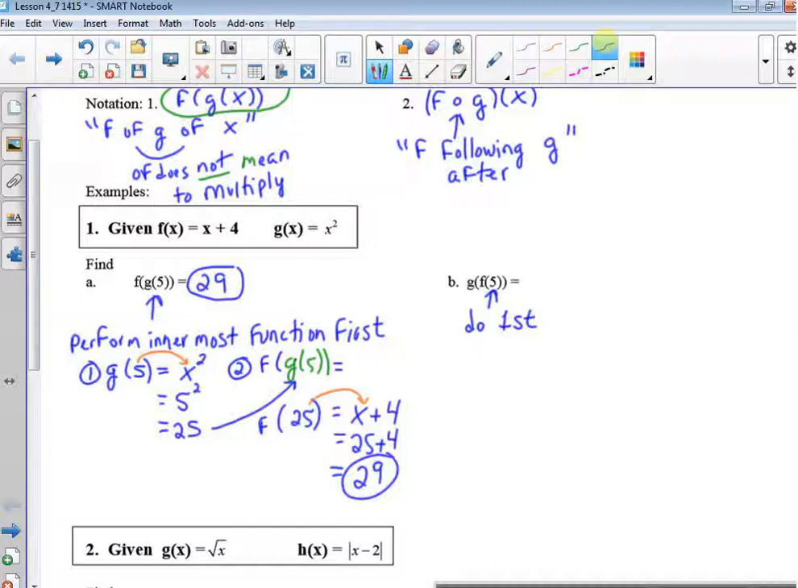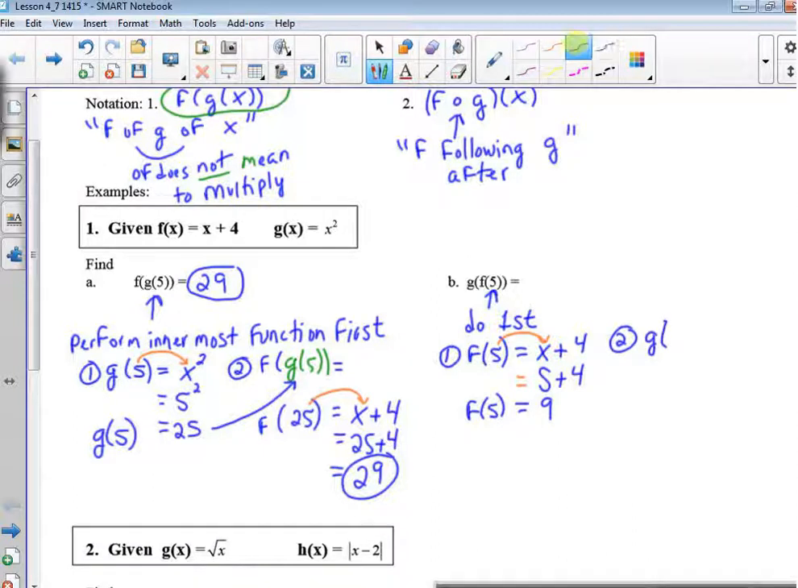Okay, on B, I'm going to do f of 5 first. So the rule for f is x plus 4. And I'm going to put the 5 into that. And I get 5 plus 4 is 9. So f of 5 is 9, the way that g of 5 was 25 over here. But what I'm looking for, secondly, is g of f of 5.